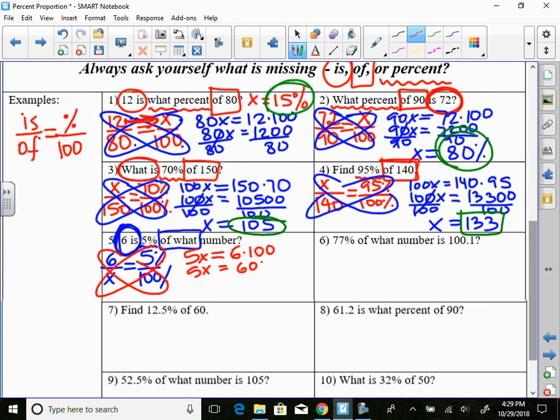5x is 6 times 100. 5x is 600. Divide by 5. We have, oops, we have 120. X is equal to 120. Again, let's see what was missing. We had a part, so the whole was missing. The whole has to be bigger than the part, and it sure is.